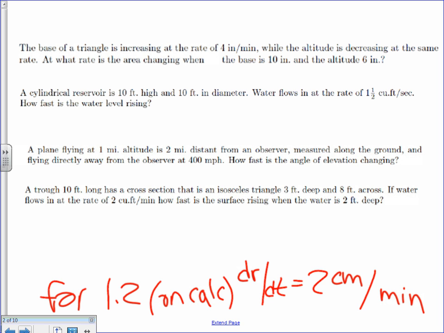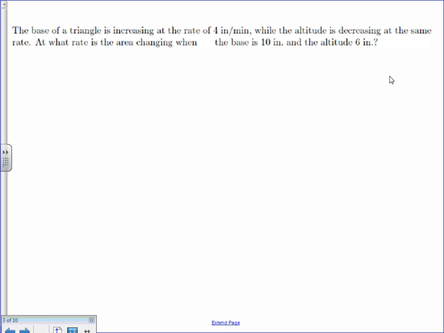The base of a triangle is increasing at a rate of 4 inches per minute, while the altitude is decreasing at the same rate. At what rate is the area changing when the base is 10 inches and the altitude is 6 inches? So first thing to recognize, we've got a triangle here, but it doesn't have to be a right triangle. I want to draw something a little crazy, maybe a little obtuse. So there's my triangle right there.